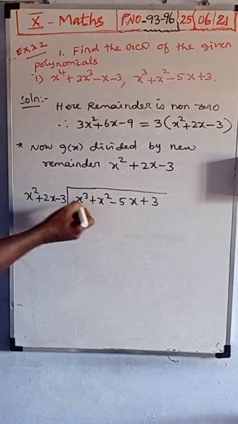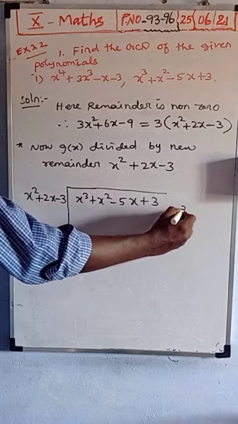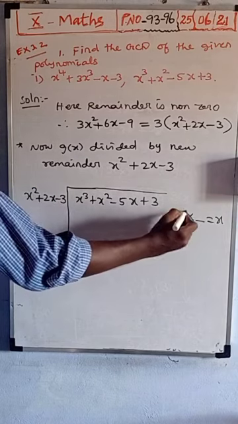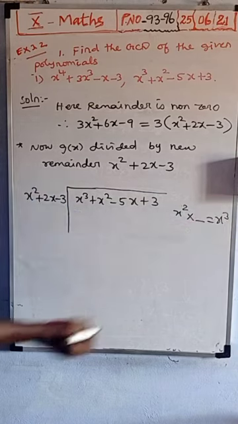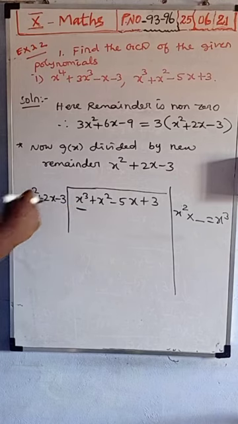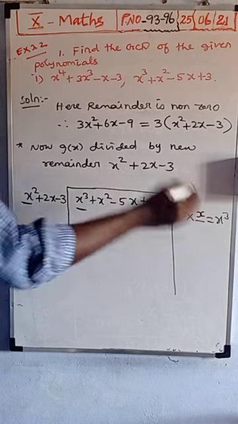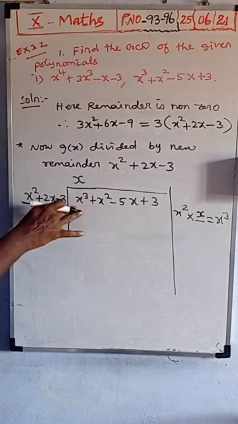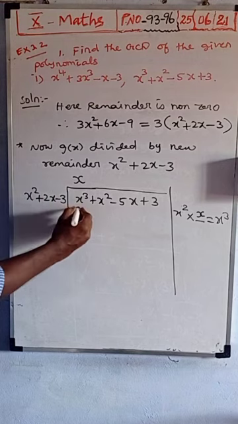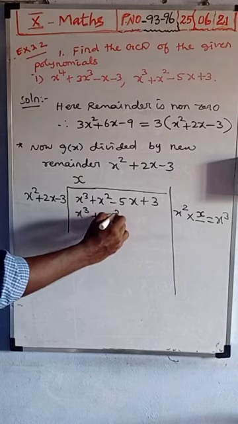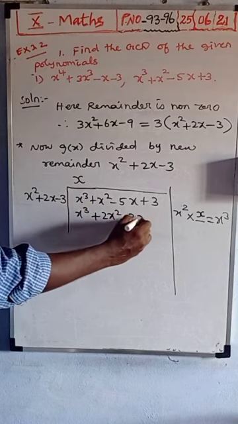So here x cube, here x squared. Which term should we multiply with x squared to get x cube? x squared multiplied with x only gives x cube, so here you write x. Take x and multiply all 3 terms. x into x squared is x cube, x into plus 2x is 2x squared, and x into minus 3 is minus 3x.